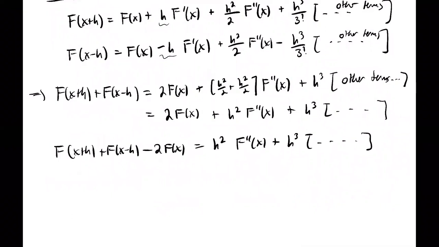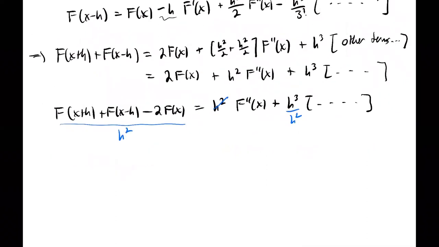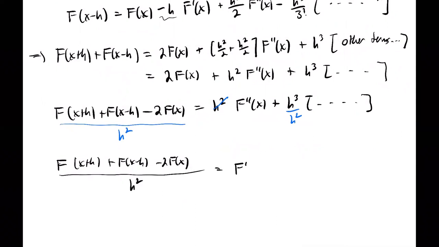And so now if I divide by h squared, the term in front of the second derivative cancels out, and then I have h cubed divided by h squared times the rest, which turns out to be h. And so now, we're almost done, let me finally write this as: the difference quotient on the left-hand side is equal to the second derivative of f plus h times what are called higher order terms, or small error terms.